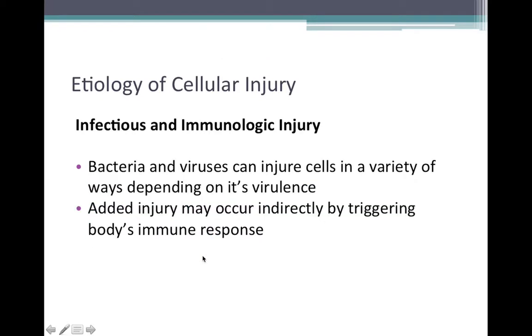Now, there's also infectious and immunological injury, which can come about. And this can be caused by, sorry, I'm laughing at my dog. This can be caused by bacteria and viruses injuring your cells in a variety of different ways.